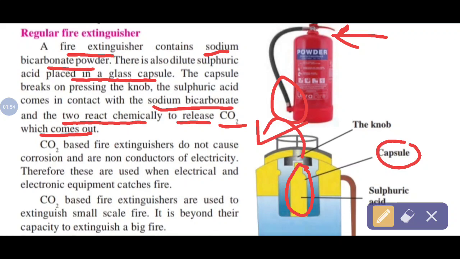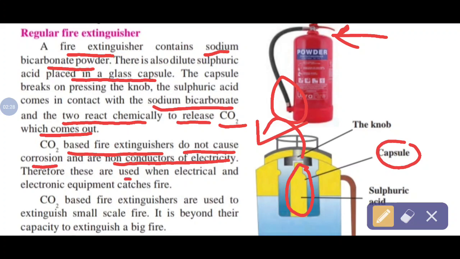Carbon dioxide based fire extinguishers do not cause corrosion and are non-conductors of electricity. That is a special characteristic or property of carbon dioxide. It does not cause corrosion, and second, it is a non-conductor of electricity, meaning electricity is not passing through this carbon dioxide gas. Therefore, the first use is given here. What is the use of a carbon dioxide based fire extinguisher?